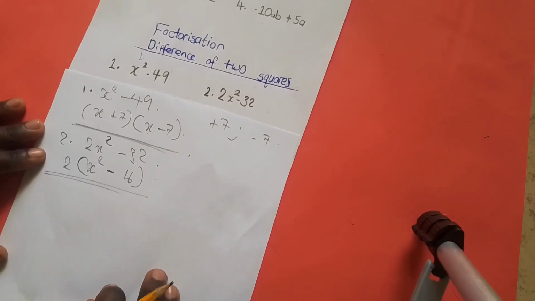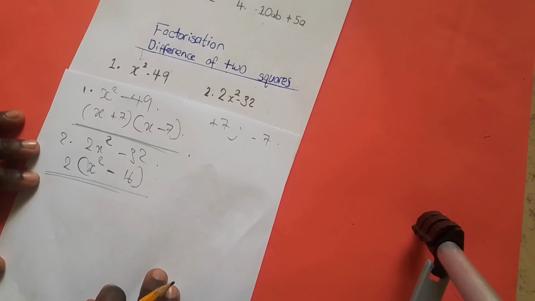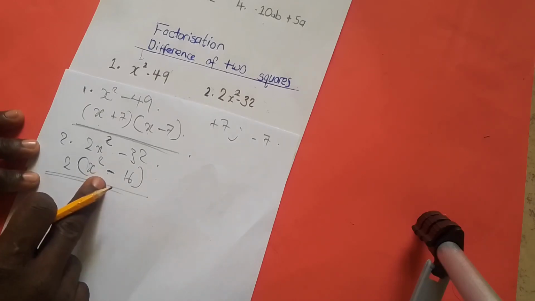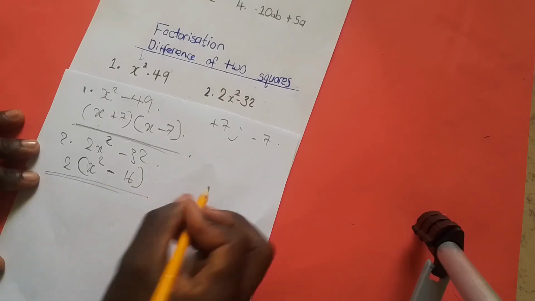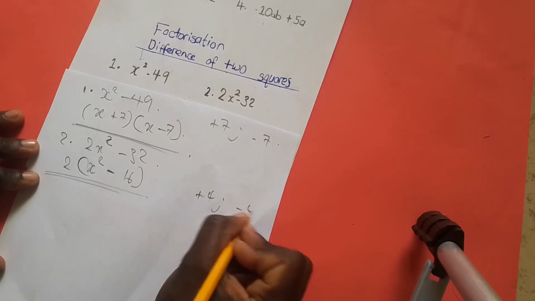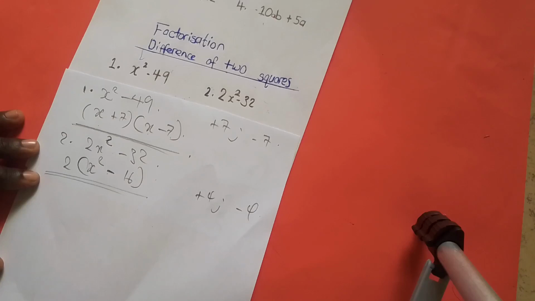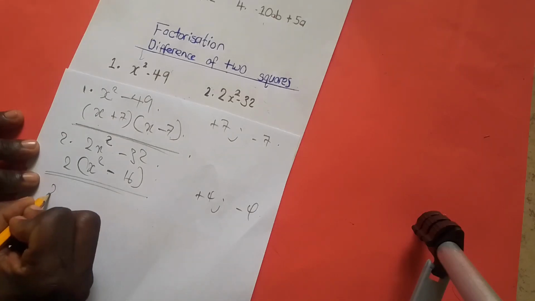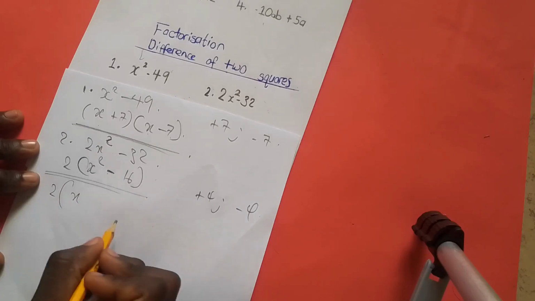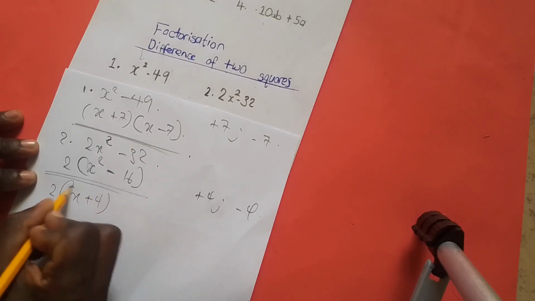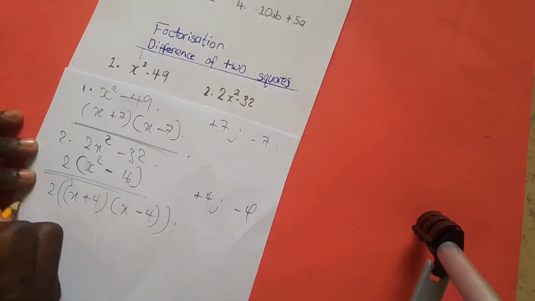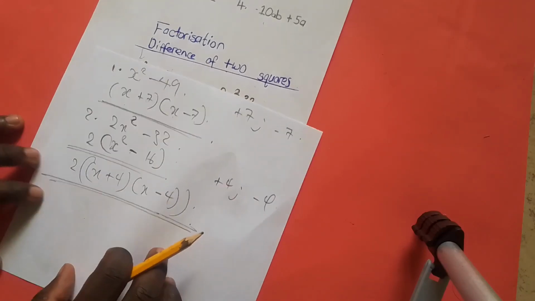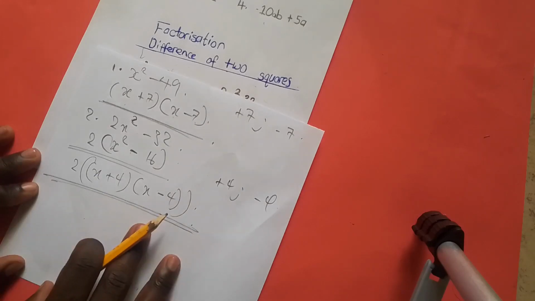I hope you're paying close attention, right? Then the moment you have x squared minus 16, you're done. What is the square root of 16? It's positive or negative 4. So your solution will be 2 bracket x plus 4, bracket x minus 4, and close the bracket. Then you're done. This is your solution.